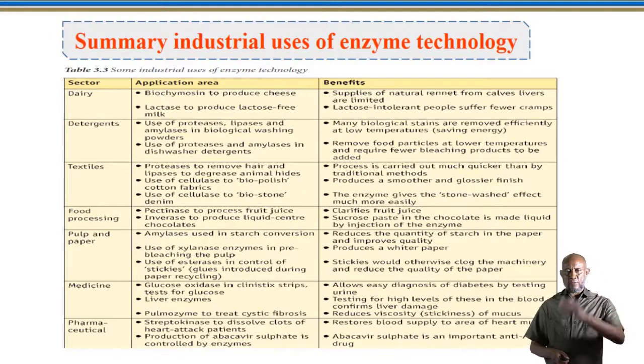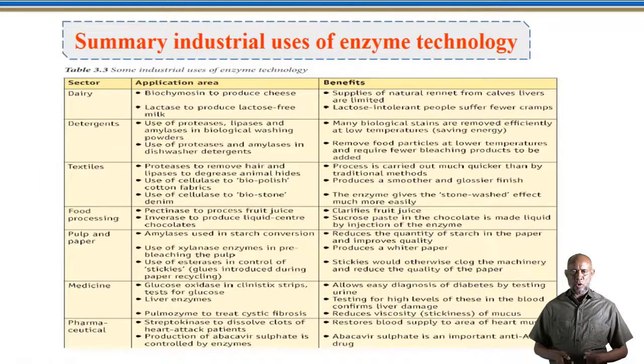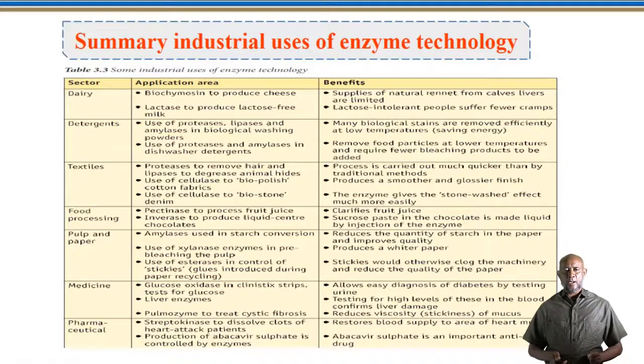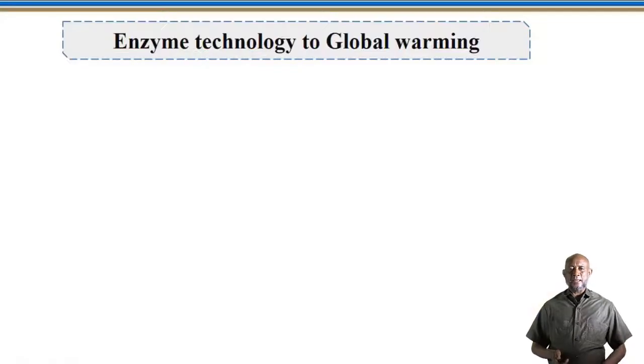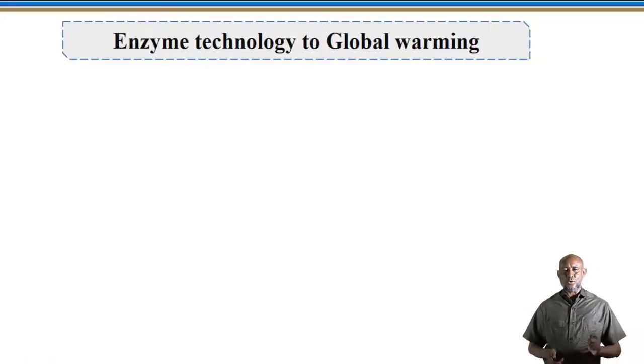If you look at the table carefully, enzymes are involved in the dairy industry, in the milk processing industry, and they produce lactase to produce lactose-free milk. In the detergent industry, that means in soap and washing powder, in the textile industry, food processing industry, pulp and paper, in medicine and pharmaceutical industries. Enzyme technology is also very useful for global warming.